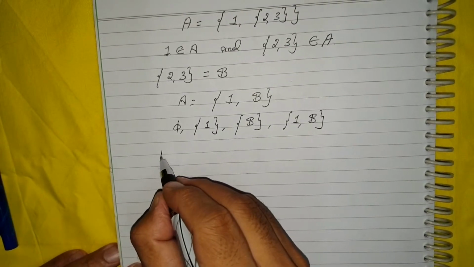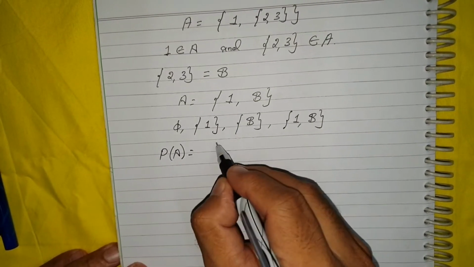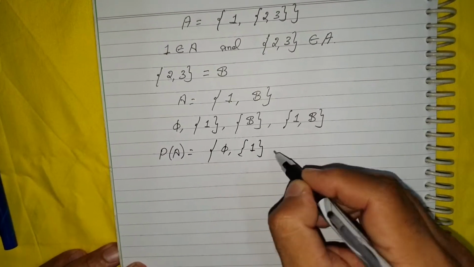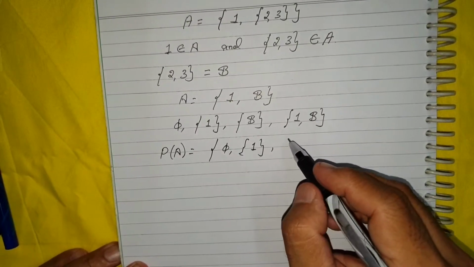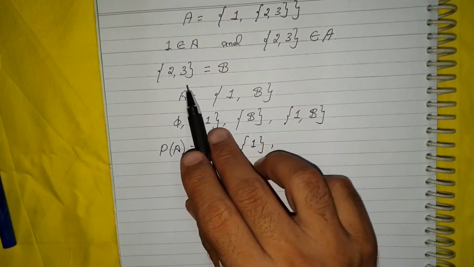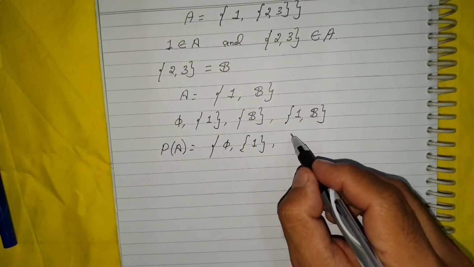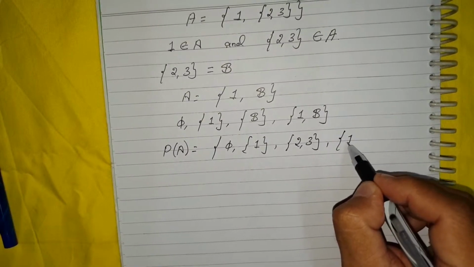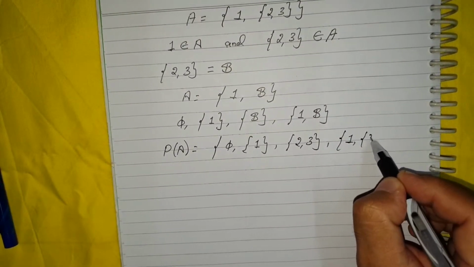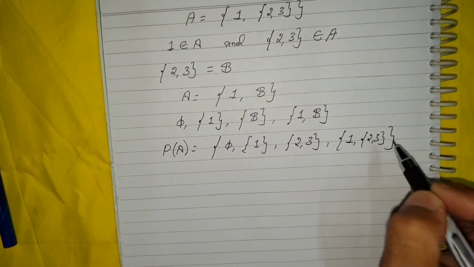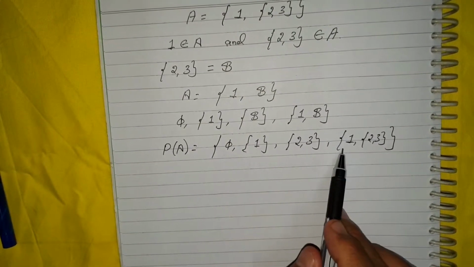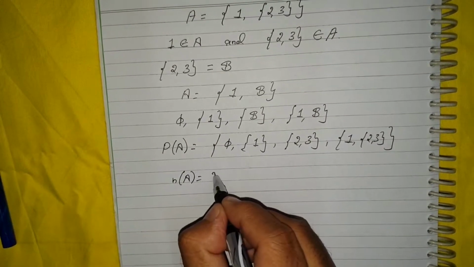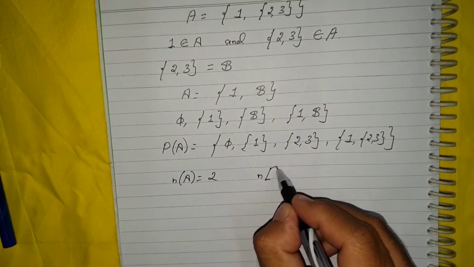So the power set of A will be {∅, {1}, {B}, {1, B}}. We know that we have taken B as {2, 3}. So {{2, 3}} and this is {1, {2, 3}}, set closed. So basically 1, 2, 3, 4. As we can see, n(A) is 2, and n(P(A)) is 2 to the power n(A).